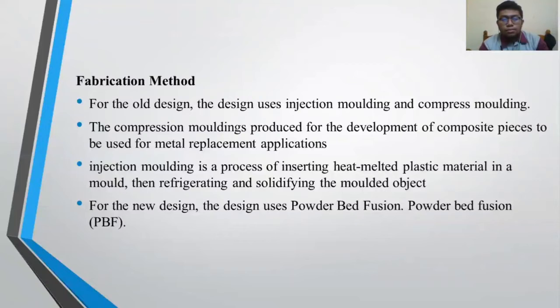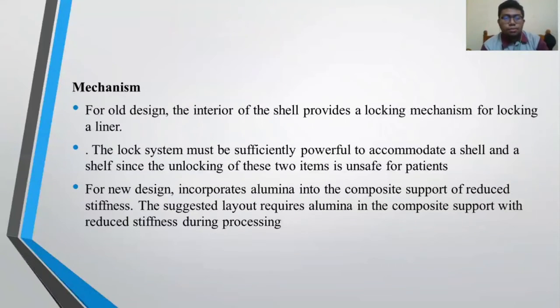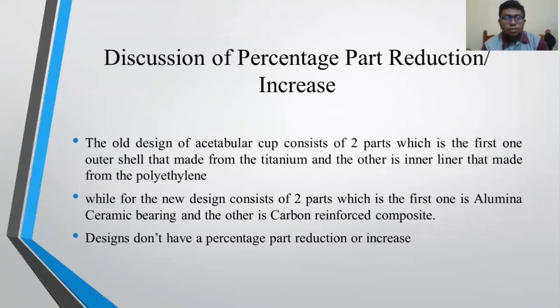For the new design, we are using the AM technique, which is powder bed fusion. For the mechanism, in the old design, the interior of the shell provides a locking mechanism for locking a liner. The lock system must be sufficiently powerful to accommodate a shell and a shaft, since the unlocking of these two items is unsafe for patients. The new design incorporates alumina into the composite support for reduced stiffness. The suggested layout requires alumina in the composite support with reduced stiffness during processing.